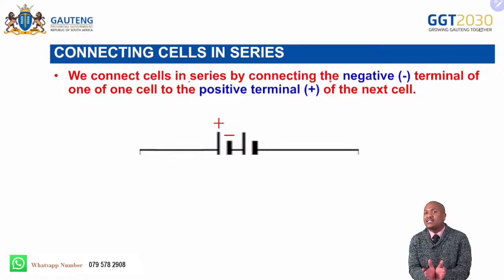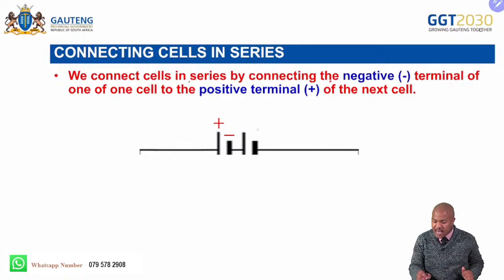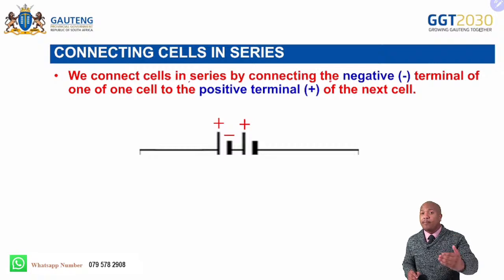So it is one cell in this case. But now we're connecting cells, meaning two or more in series. We have to connect the negative terminal of the first cell to the positive terminal of the following cell, right? So here's the following cell. It has its positive terminal and it has its negative terminal.